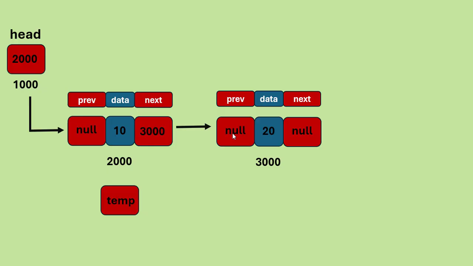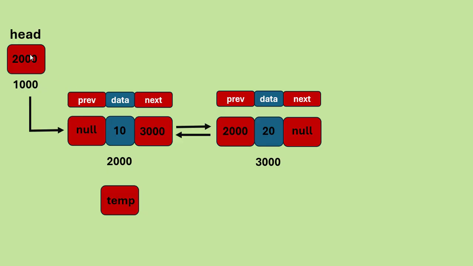Now we have to move in the backward direction also, because a doubly linked list can move in the forward direction as well as in the backward direction. So in the new node's previous part, what will I store? I'll store the value of temp. What is the value of temp? 2000. So 2000 will be stored in the new node's previous, so that it can move in the backward direction as well.